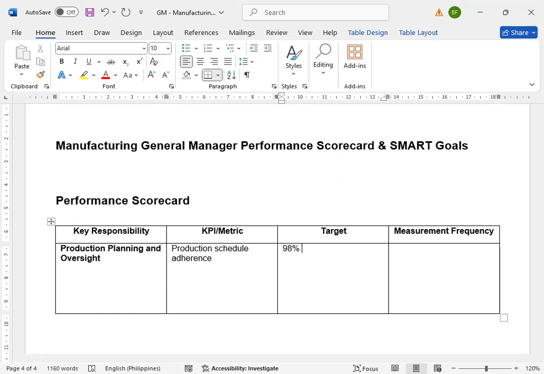Okay. In the real world, there's no such thing as 100% success in meeting the schedule. Sometimes you have problems, sometimes you have issues in the process. So what's important for the GM is to ensure that all the issues are addressed, and there should be an action plan or measure in place, so that they are always hitting the target on this important key responsibility. So 98% on time completion.